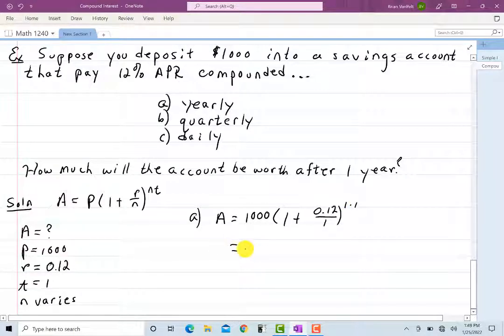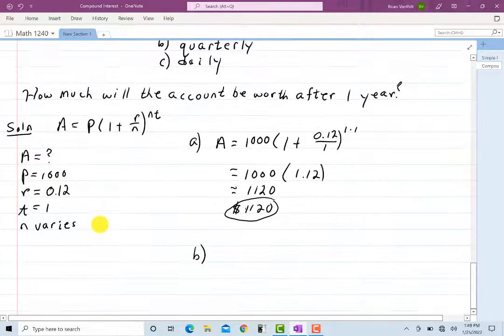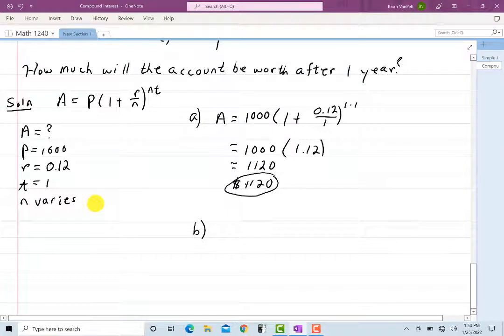So you can do a little bit of simplifying, but let me make a caution to you. Don't go too far in simplifying. Let your calculator handle this. So this will be 1,120. So after 1 year, under this compounding scheme, we'll have $1,120. Let's go next to B. This time we are going to be doing it quarterly. That's 4 times a year.